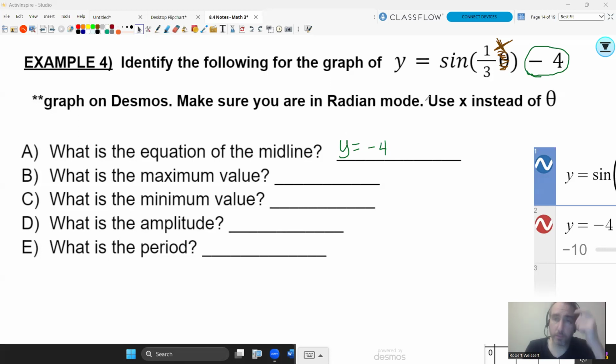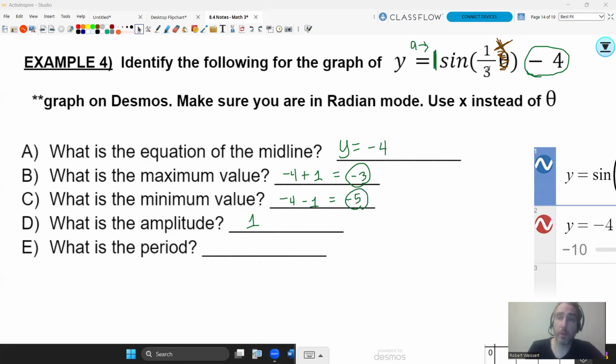Your maximum value, well, now I don't have an amplitude hanging out here. So what would it be in this case? Well, that's just 1. So your a value is going to be 1. So your amplitude is going to be 1. So I can get my maximum value by taking my midline and adding my amplitude. -4 plus 1 is -3. It'll have a highest y value of -3. My minimum value is going to be my midline minus my amplitude. -4 minus 1 is -5.